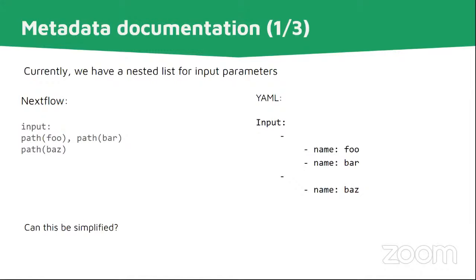Yeah. So I was wondering about the metadata documentation, which we now have in the form of YAML files. I find them a bit complicated, and I was wondering if we can simplify them. Because now, if we have this input, which has two input channels, one the tuple foo and bar, and the second one with the bass, we would have this nested list in YAML, which looks ugly and is probably hard to maintain, with the first channel and the two items in the tuple, and the second channel listed separately.